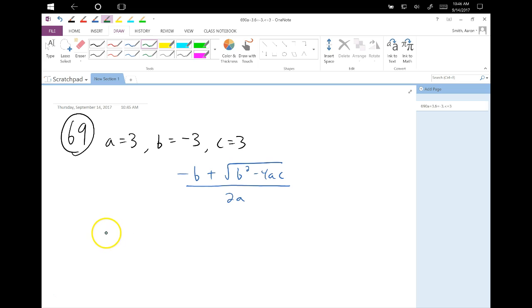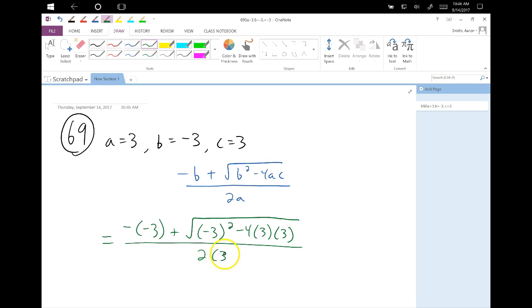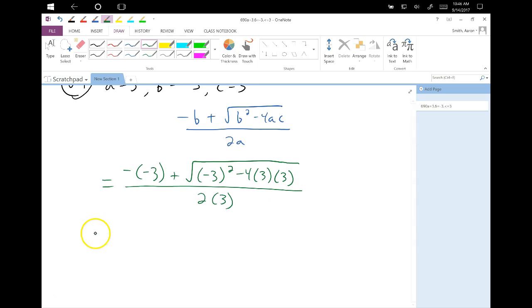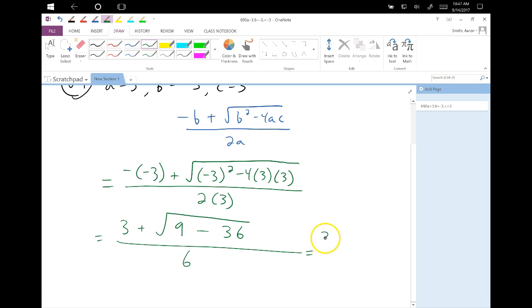So if we plug all this in, negative 3 plus the square root of negative 3 squared minus 4 times 3 times 3, all over 2 times 3. If I simplify here, negative 3 is positive 3. There's the plus there. Negative 3 squared is 9. Minus 4 times 3 times 3 would be a positive 36, all over 6. Alright, 9 minus 36 is negative 27.